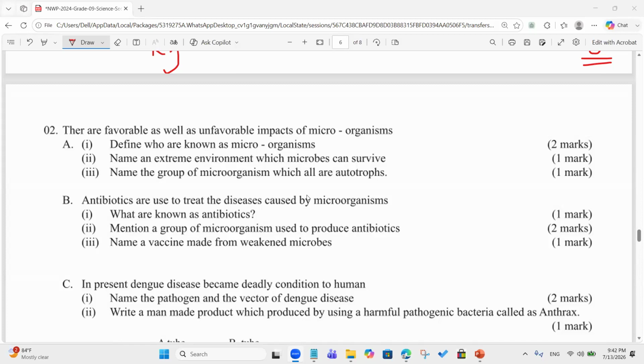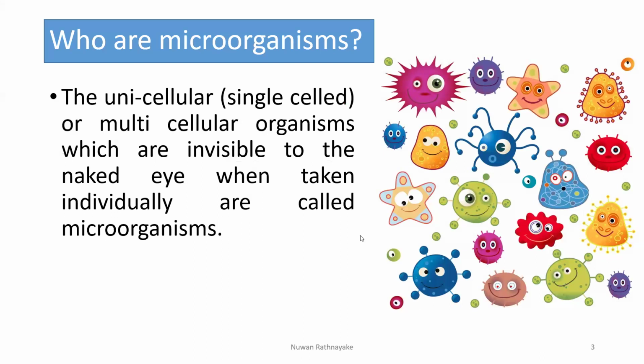They are unicellular or multicellular organisms which cannot be seen clearly with the naked eye when taken individually, right? Take 2 marks. Unicellular or multicellular organisms which cannot be seen through the naked eye when they are taken individually. Did you write that definition, Lamai? Is that answer correct? You see, this is how we define the term, right? In the lesson, we define it like this.